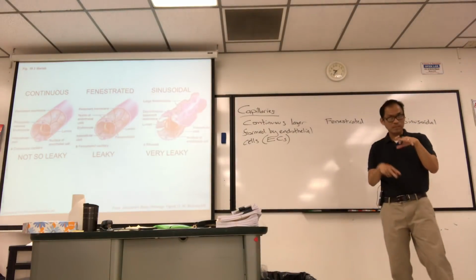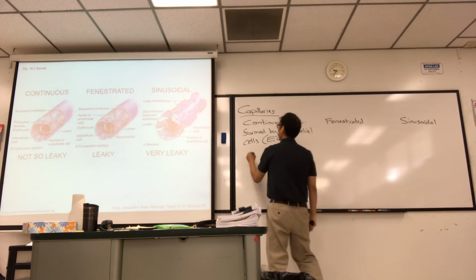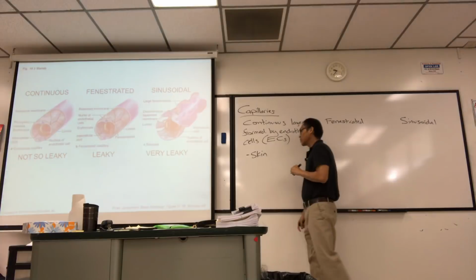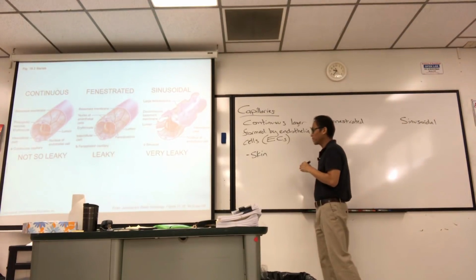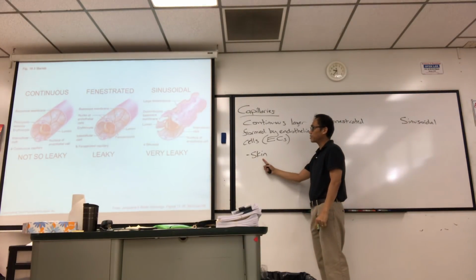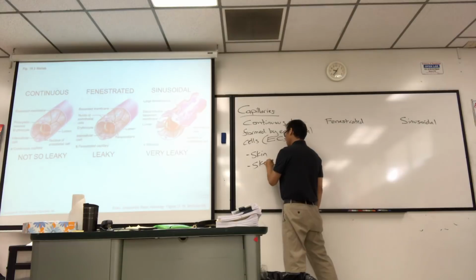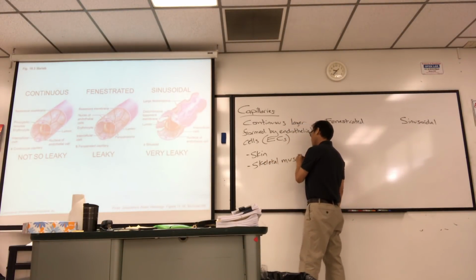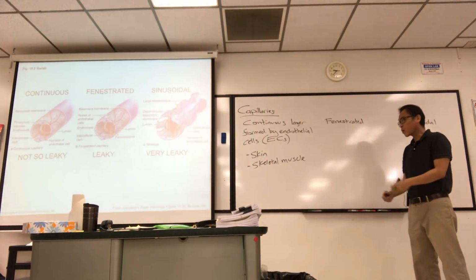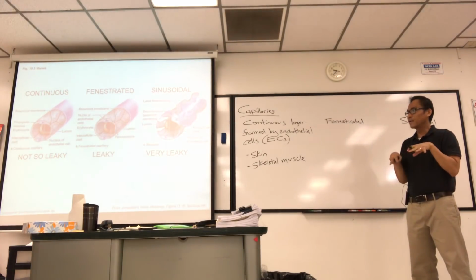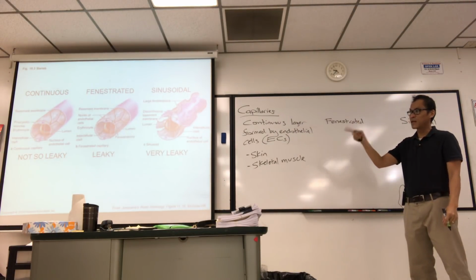And locations where you want exchange to take place, but not too much, is places like, say, skin, where skin is a barrier to infection. It's your first membrane defense against acquiring infection. So you want these kinds of capillaries to be in skin, to help keep infection out. Skeletal muscle. When you work out, there's a buildup of lactic acid, and you want to kind of keep that acidity out of the blood capillaries. So those are a couple of places where you have continuous ECs, not so leaky.